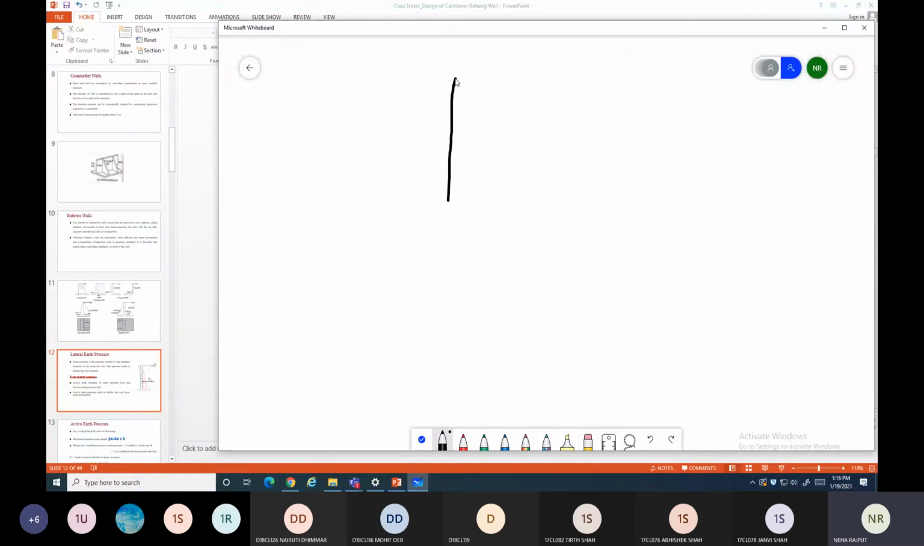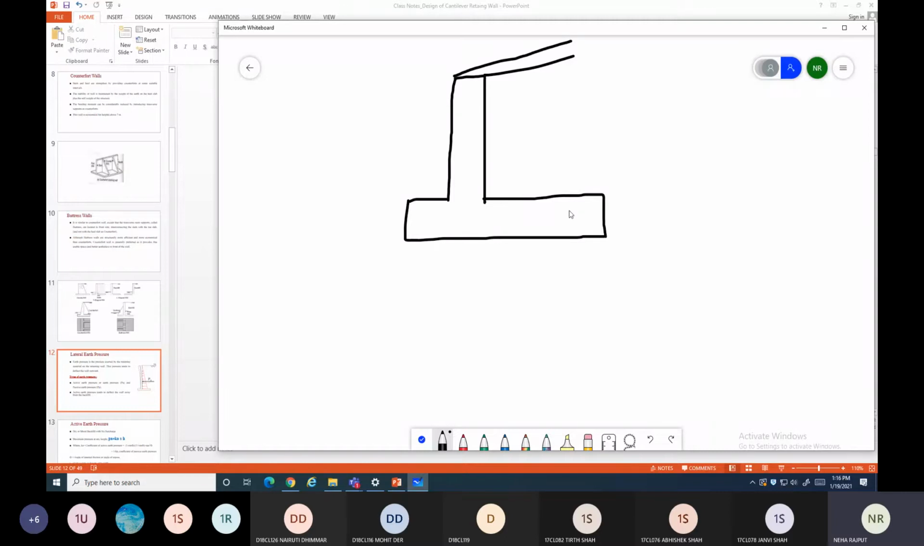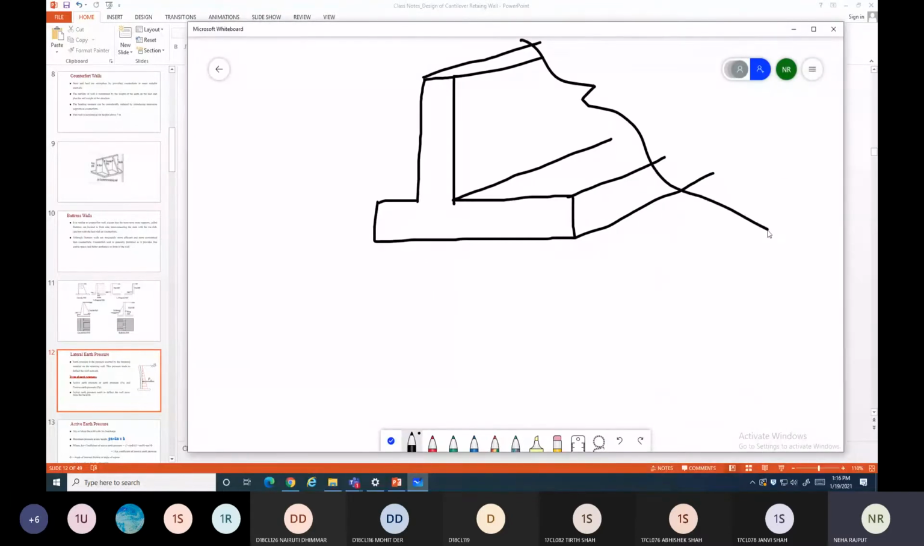So if this is the cantilever retaining wall, this is called the stem part, this is called the toe part, and this right side is the heel part, and backfill is provided. If this is the length view, this way the length side wall will be there. So this is my cut-off portion, and soil mass is over here, from here to here.